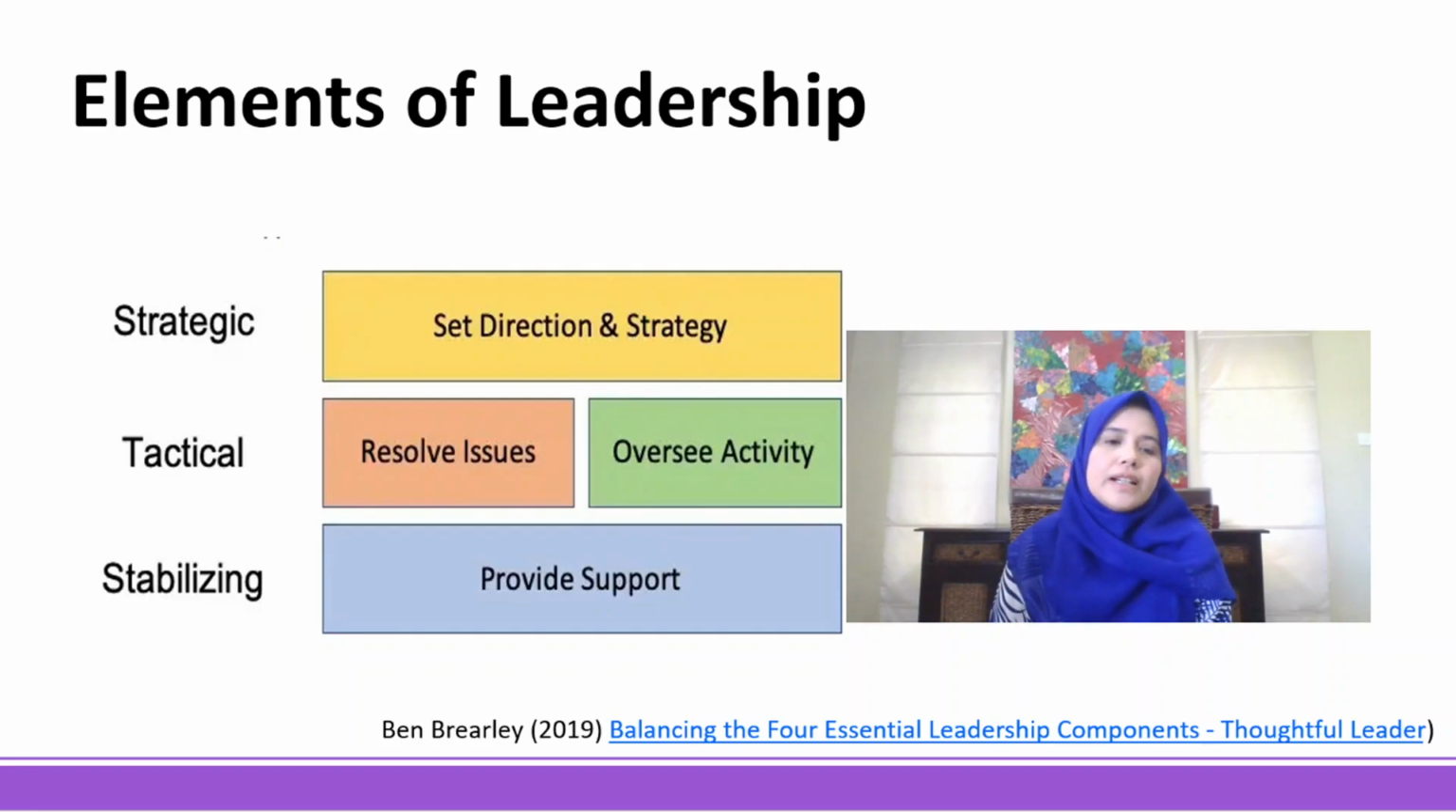And of course, the third dimension is stabilizing, whereby leaders not only oversee and resolve issues or set direction and strategy, but also need to provide support in terms of motivation, in terms of skills needed by the subordinate, or in terms of facilities needed by the subordinate. So these are the main three elements of leadership.